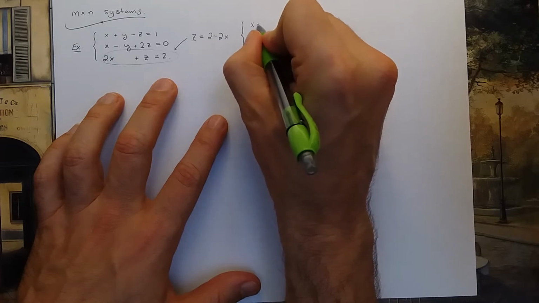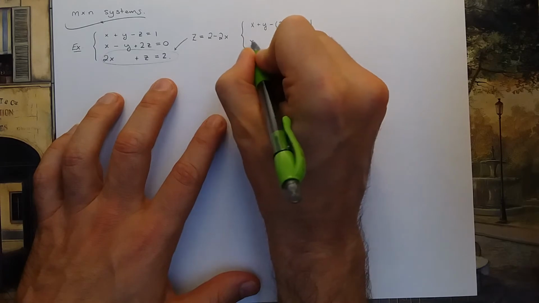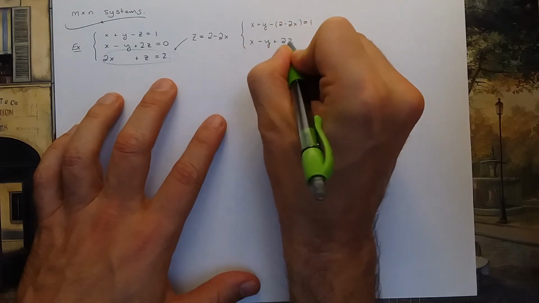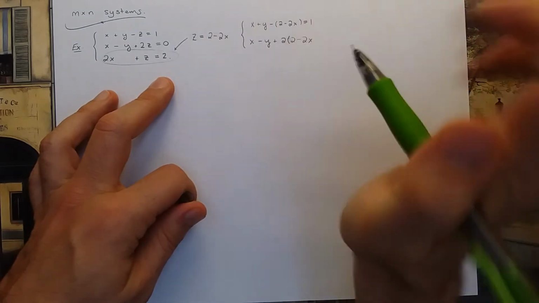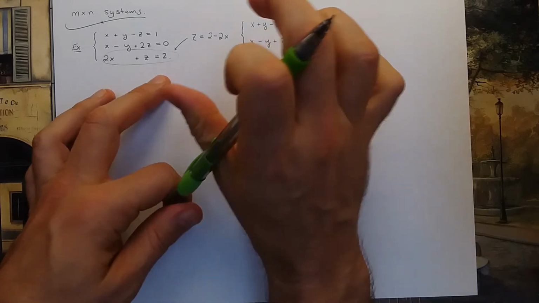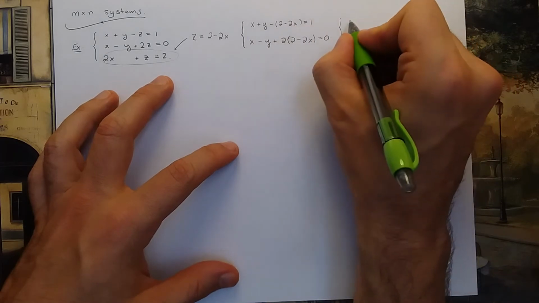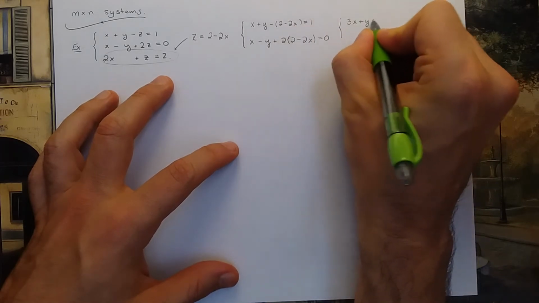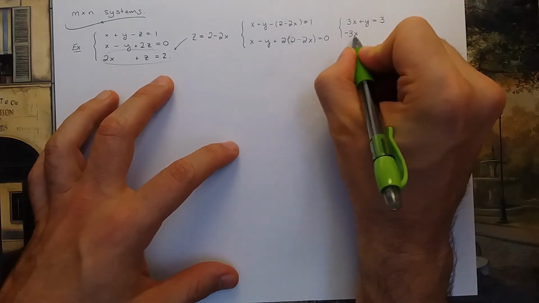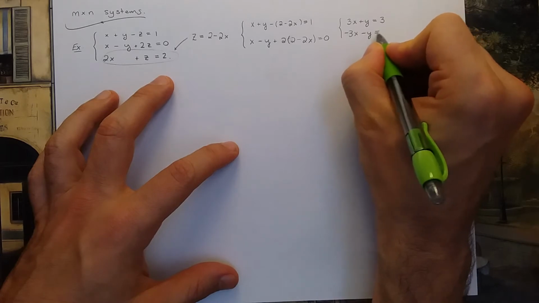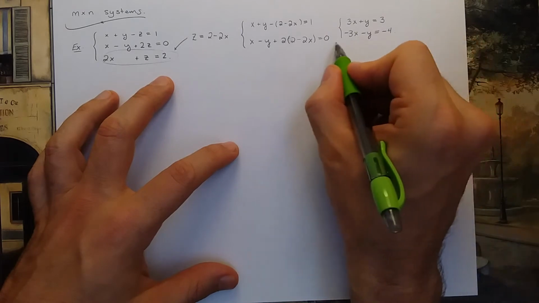So I get x plus y minus 2 minus 2x is equal to 1, and x minus y plus 2z, well, z is equal to 2 minus 2x, that should equal 0. So rewriting this system, collecting the like terms, so collecting the x's, I think I will have 3x plus y is equal to 3, and negative 3x minus y is equal to negative 4. I have a 2 by 2 system I could solve in any approach I like.